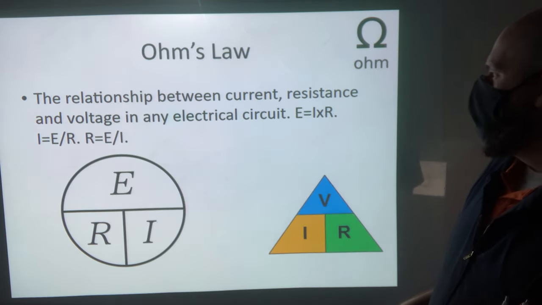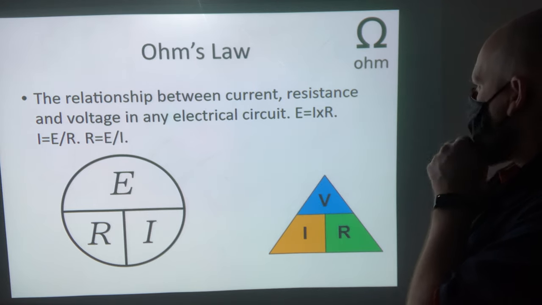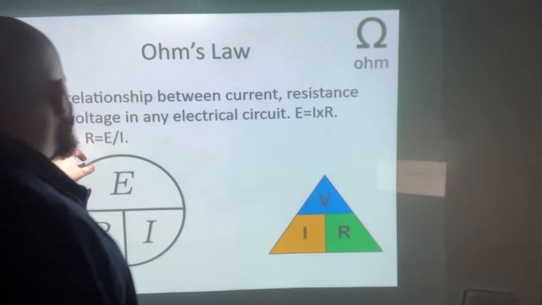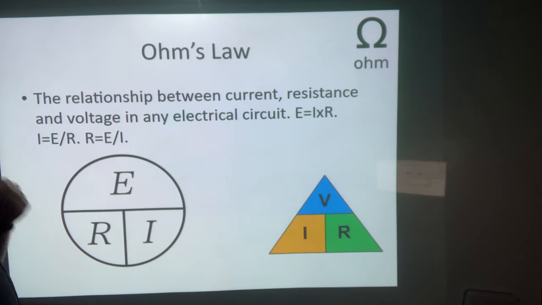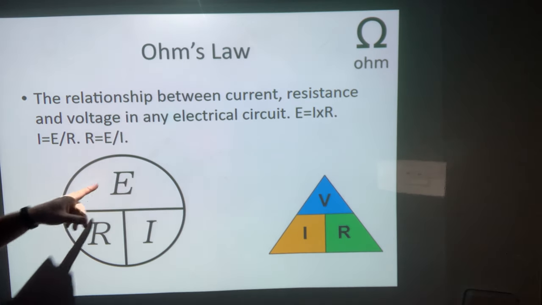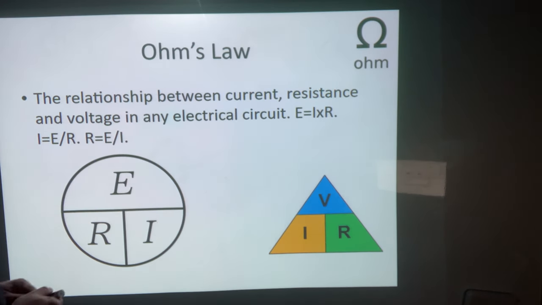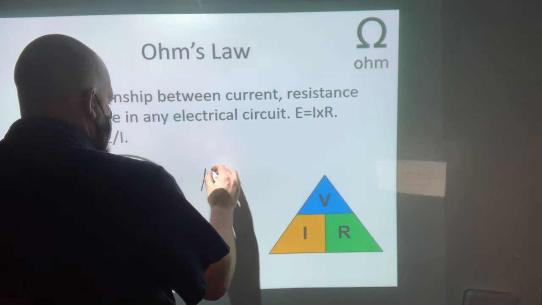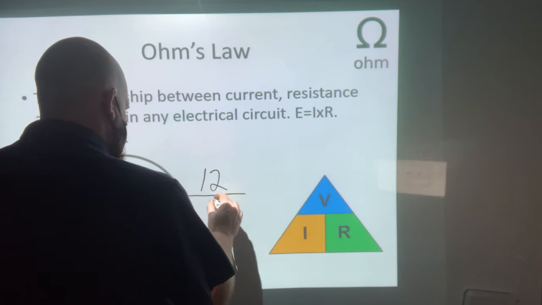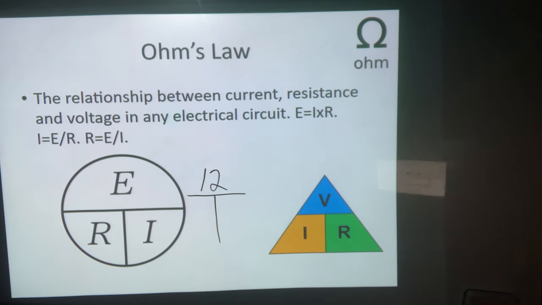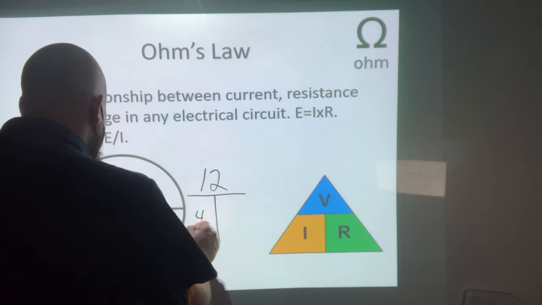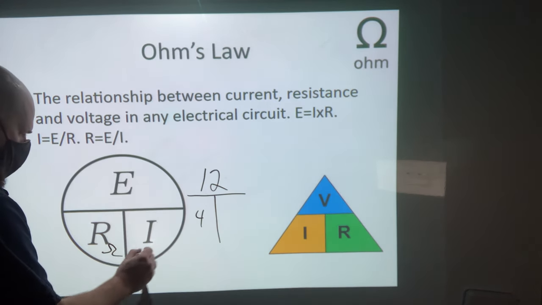All right, Ohm's law, the relationship between current, resistance, and voltage in any electrical circuit. E equals I times R, I equals E divided by R, R equals E divided by I, okay? So this right here is the same thing as this. So E stands for voltage, okay? So let's say we have 12 volts. Let's say we know we have 4 ohms of resistance, R is resistance. I is amps.